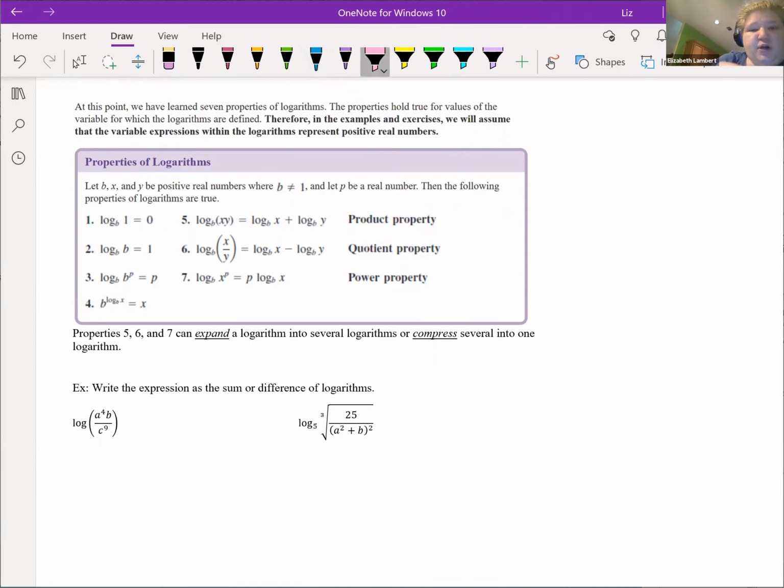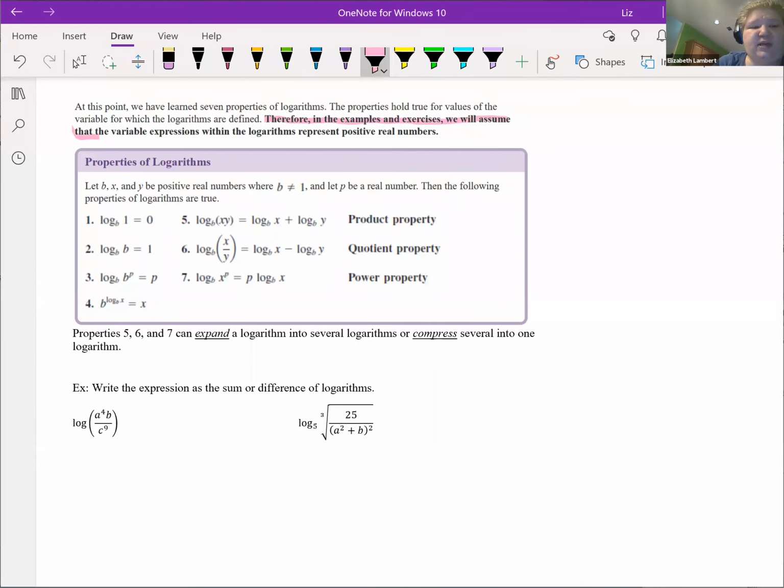Now, I do want you to note, though, up here, at this point, we've learned 7 properties of logarithms. The properties hold true for the values of the variable for which logarithms are defined, i.e. positive and not 1. Therefore, in the examples and exercises, we will assume that the variable expressions within the logarithms represent positive real numbers. So it's okay to have a 1 inside, it's just not okay to have a 1 as the base.